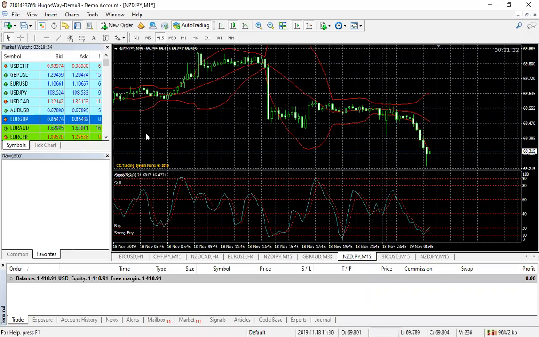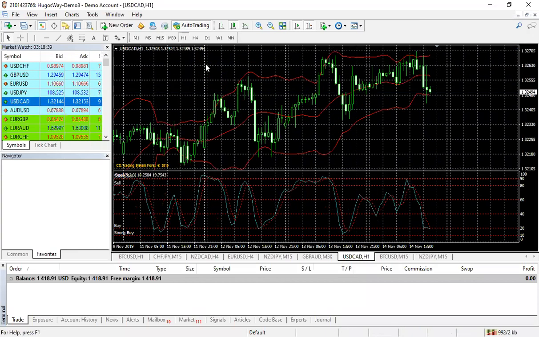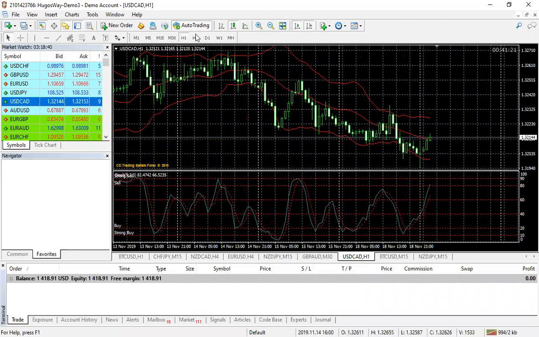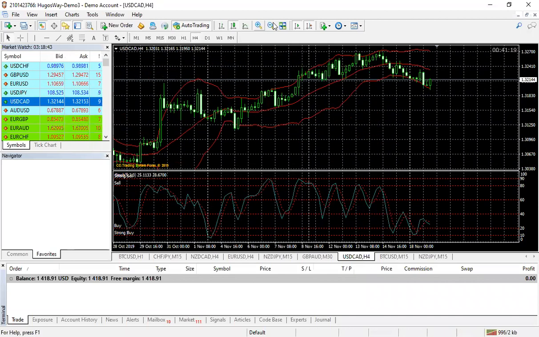So let me pull up another pair so I can give us a better perspective of Bollinger Bands actually moving in the band.